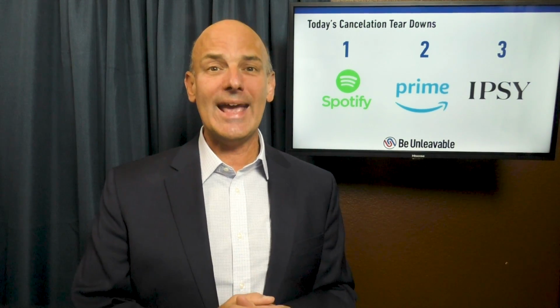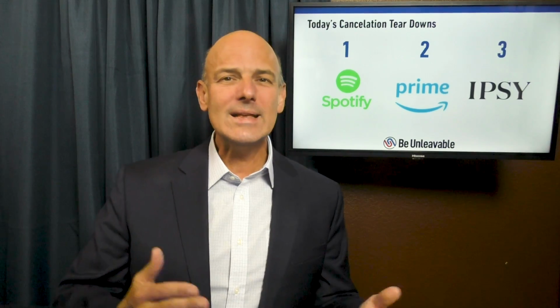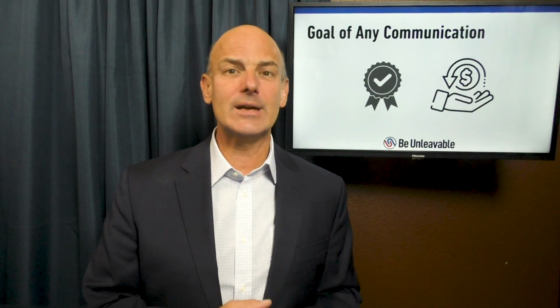Of course, you don't want to hide the cancel button, but you also don't want to put your subscribers through a gauntlet in order to cancel if canceling is what they want to do. What do you think about Prime? There are 3 pages, and then with Ipsy, there are 11 pages to click through in order to cancel. What is enough and what is too much when it comes to retaining your subscribers in the cancellation process?